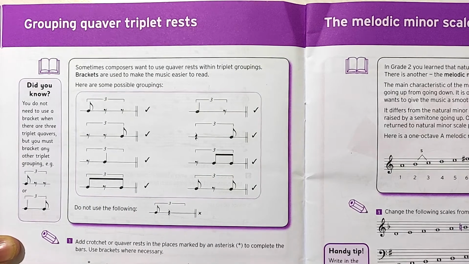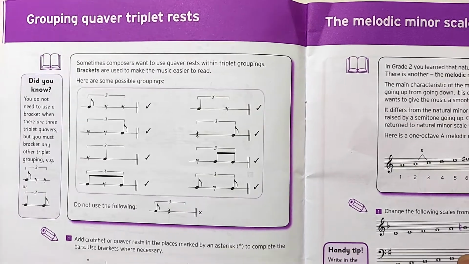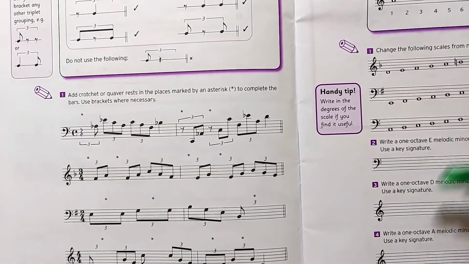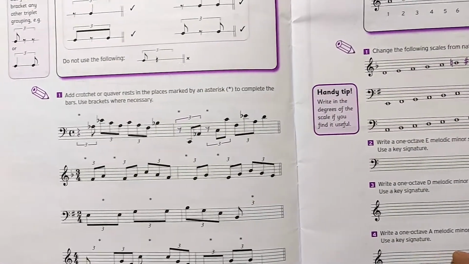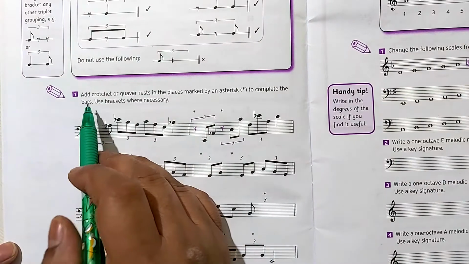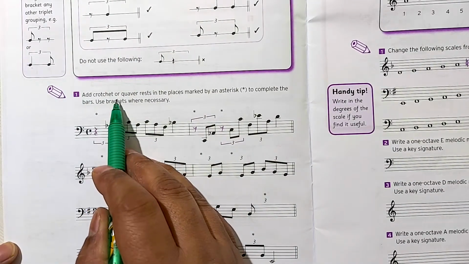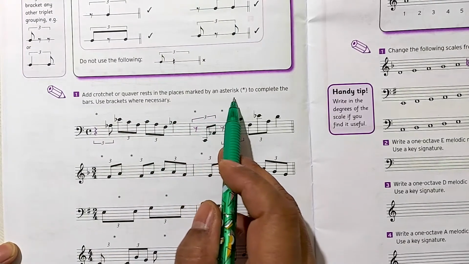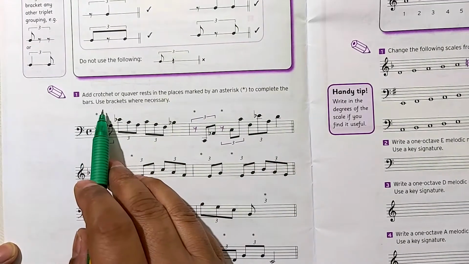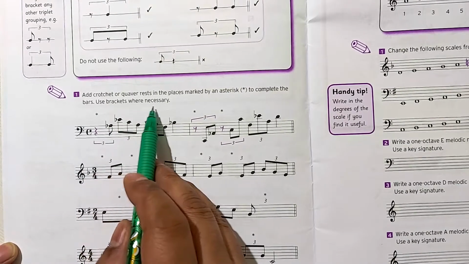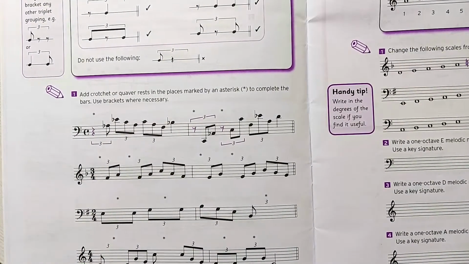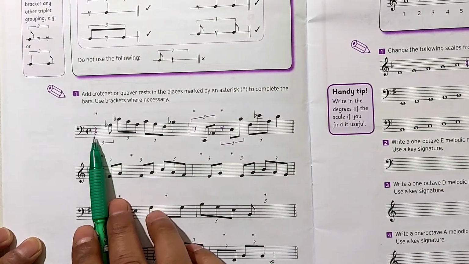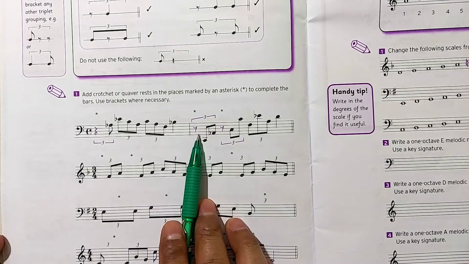So without wasting your time, let's straight away start with the exercises. Our first exercise, let's start from here. They're saying add crochet or Quaver rests in the places marked by an asterisk to complete the bars. Use brackets where necessary. So we have to put in the rests where they need it, crochet rest or Quaver rest.